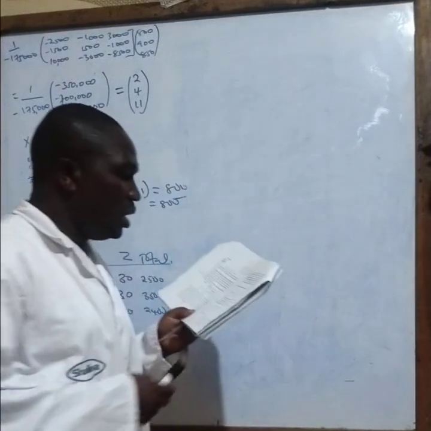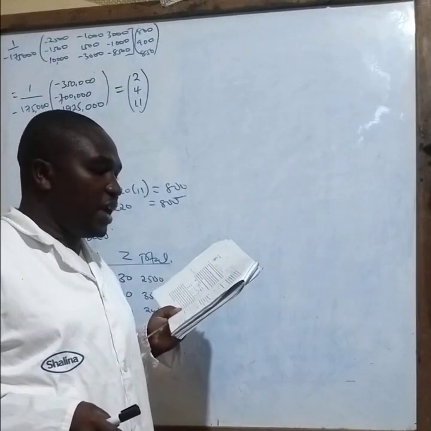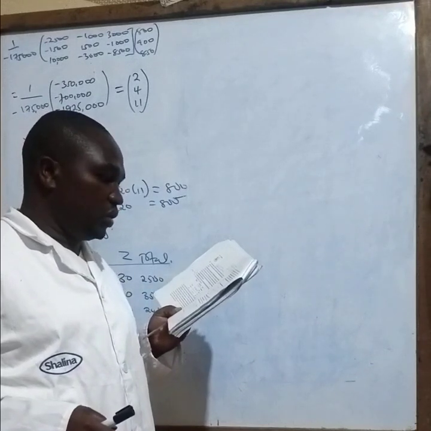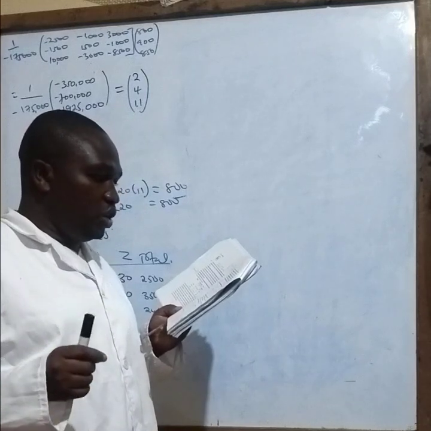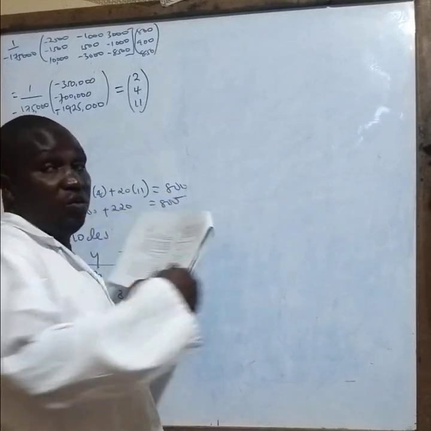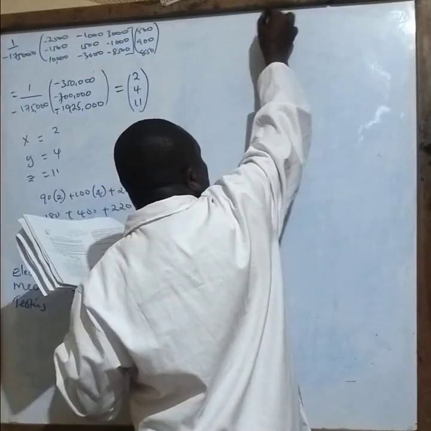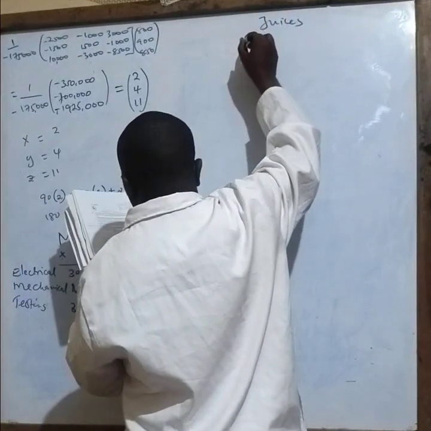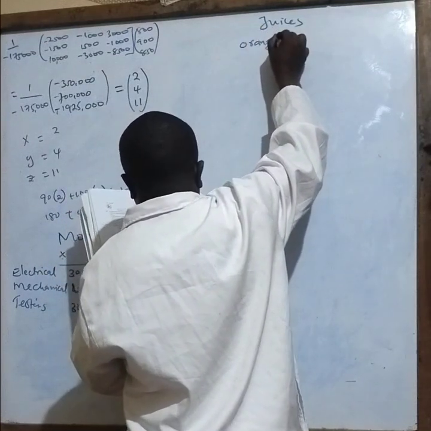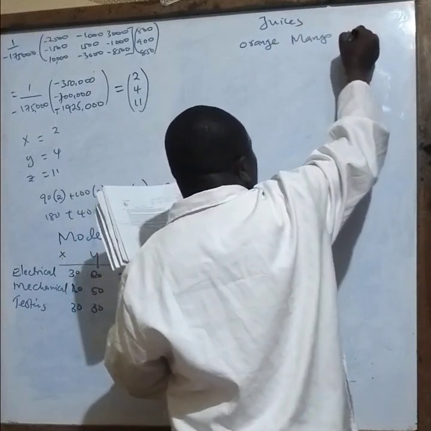Number 5 says, a citrus company completes the preparation of its products by cleaning, filling, and labeling bottles. Each case of orange juice requires 10. So they are preparing juices. And juices are now from different fruits. So in this case, we can have juices here. The first one is from orange, followed by mango, and the last one is pineapple.